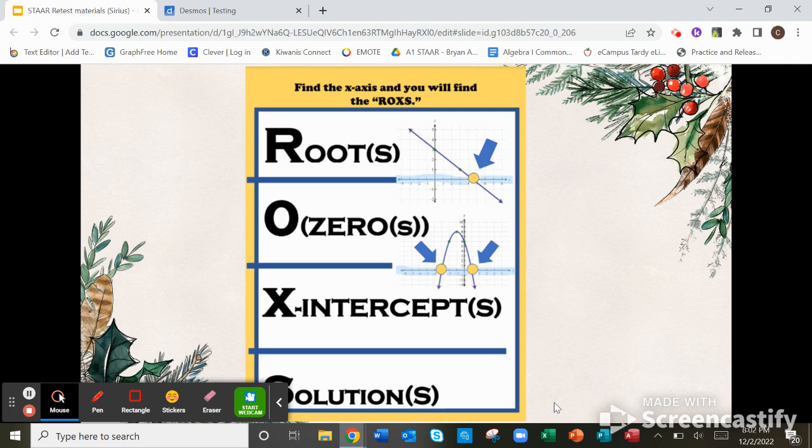So these are just keywords to help you understand or comprehend when we're talking about x-intercepts. These are all synonyms. We have the acronym ROX, which is basically roots, zeros, x-intercepts, and solutions. And essentially, you're just going to find this all the time wherever the graph crosses the x-axis.